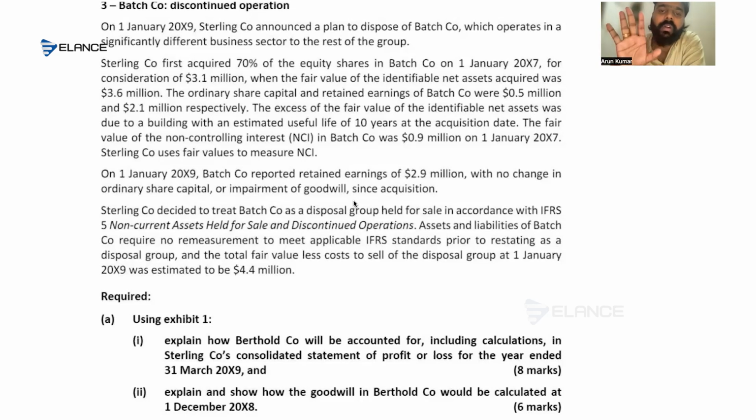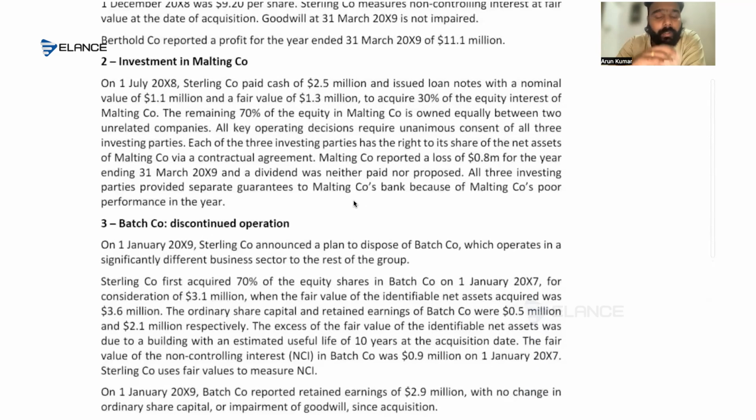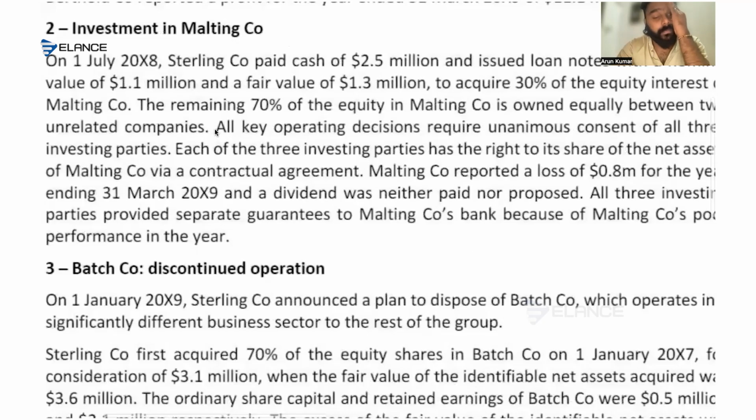If you are well aware of the knowledge, then I don't think there is much difficulty in solving the questions. But if you're not sure about the knowledge part, then you will get confused. Obviously, you are going to get confused. So now look at the question.